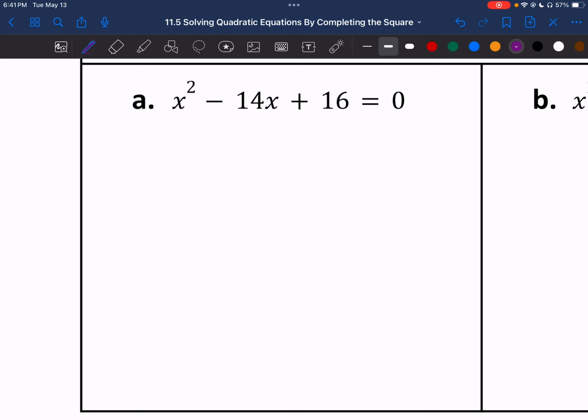So let's look at letter A. We have an a term of 1, so our first criteria is met. Next, we need to subtract 16 from both sides.